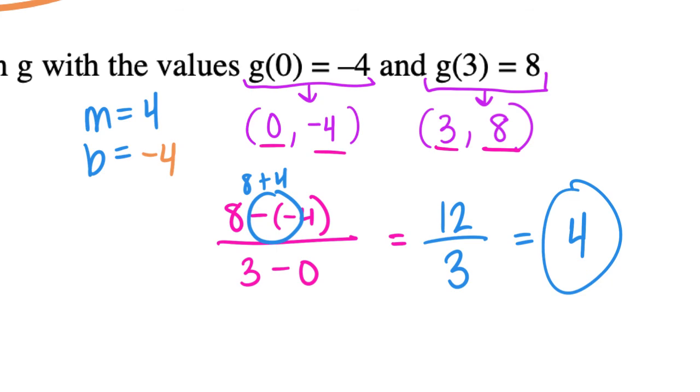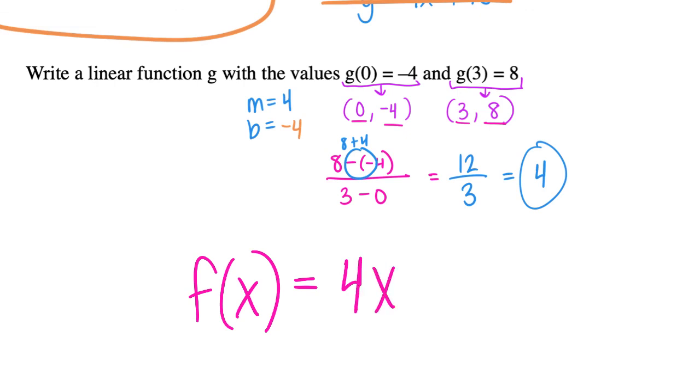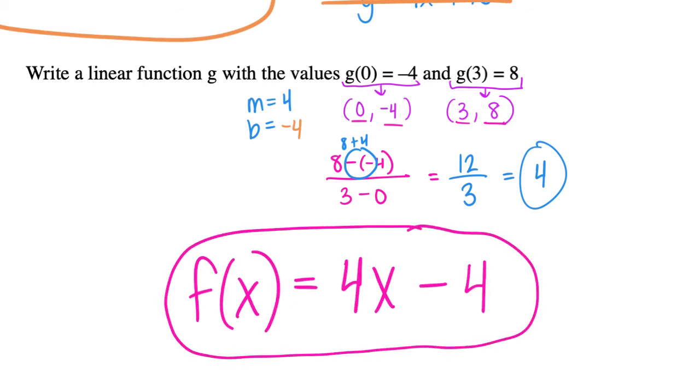And because they want us to do function notation, we are not going to put y equals, we're going to put f of x equals. And then let's just go ahead and write it out. Our slope is 4, so 4x, and our y-intercept is -4. All right, there we go.